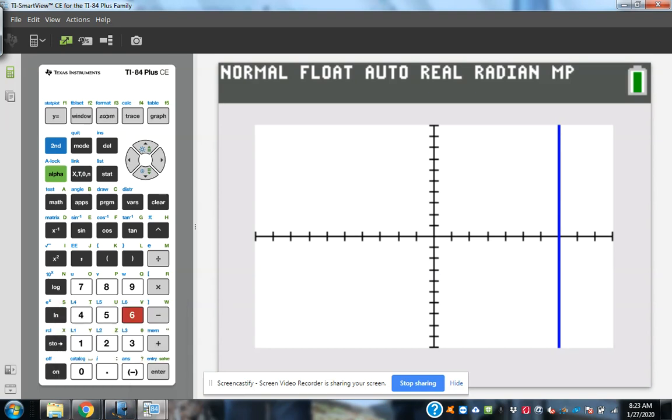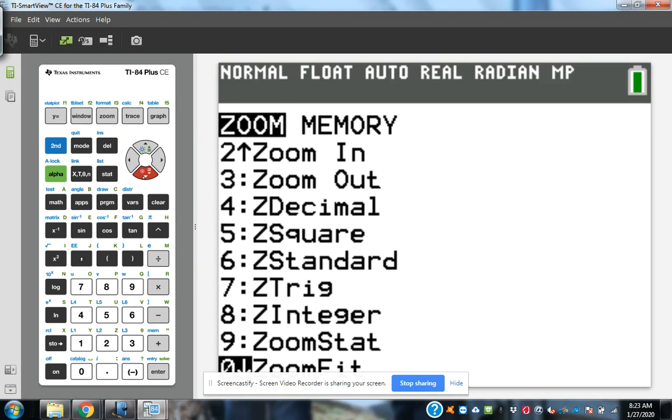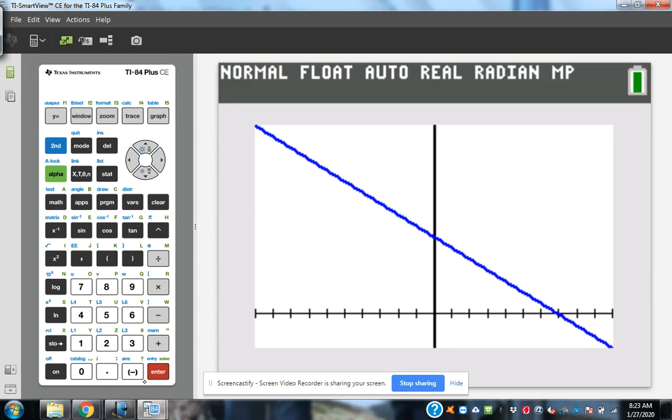There is a little bit of a trick you can do here. If you hit Zoom and then scroll on down past Zoom Stat to Zoom Fit, and you hit enter there, it will adjust the scale, or adjust your X and Y axis a little bit. I don't like that picture quite as much because I don't have any control over it. Maybe that's just the teacher in me. I want to have control over things. But it will adjust to kind of fit what your graph is doing. I don't think that's as good a picture as what we did by setting our scale.